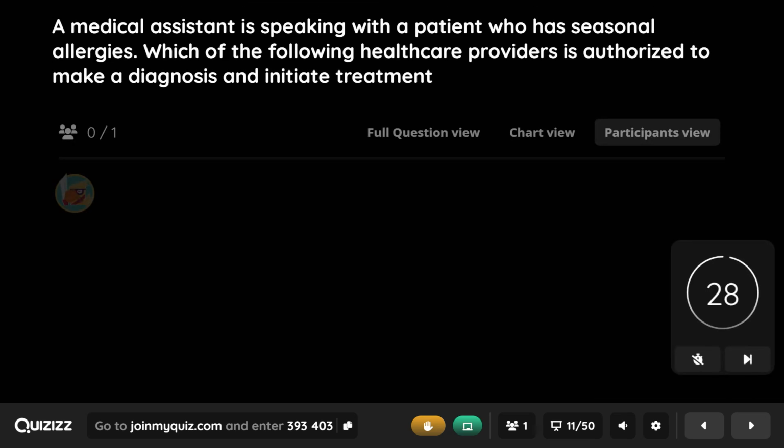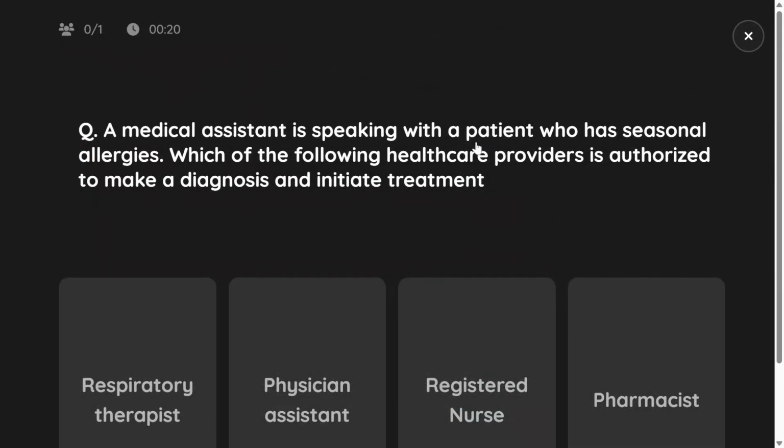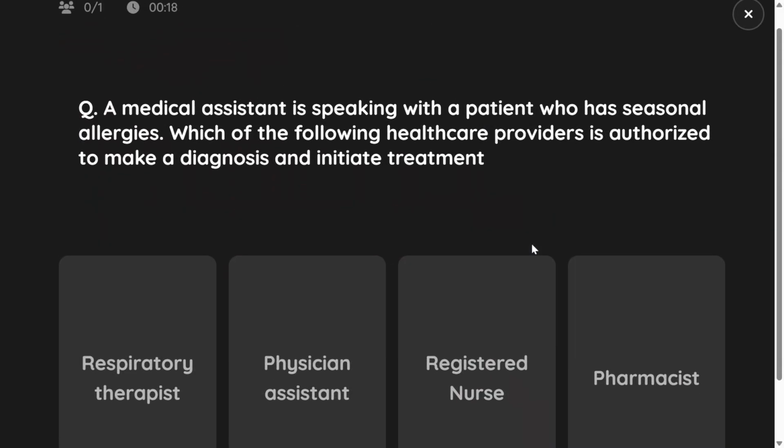A medical assistant is speaking with a patient who has seasonal allergies. Which of the following healthcare providers is authorized to make a diagnosis and initiate treatment? Is it going to be a respiratory therapist, a physician's assistant, a registered nurse, or a pharmacist? A medical assistant is speaking with a patient who has seasonal allergies. Which of the following healthcare providers is authorized to diagnose and initiate treatment?